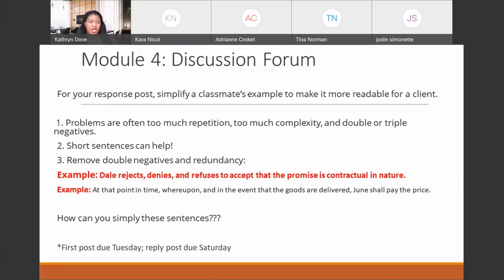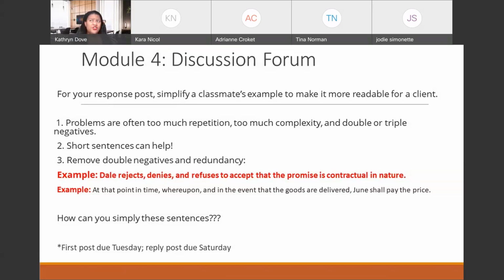I would even change the shall to will. I wouldn't even use shall, because we don't use shall in America. Again, that's old English. When the goods are delivered, June will pay the price. So that's why the law is intimidating, fancy words like that. But our whole goal is to simplify, right? Simplify, make it so that our client can understand.